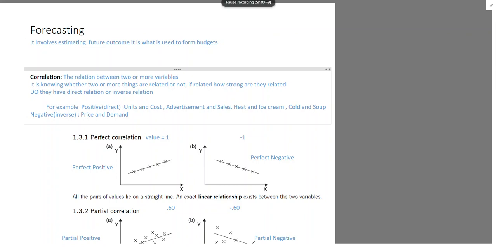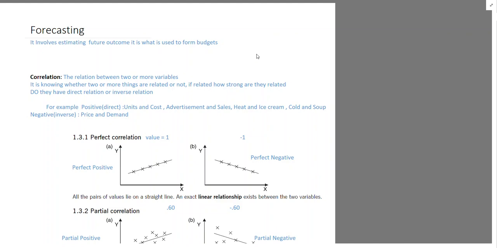Okay, next topic is forecasting. This is the second last topic in F2. Forecasting and budgeting and standard are usually used together in a question because they are related. Forecasted figure or budgeted figure or standard figures, they have a relation. I already explained what standard and budget means.